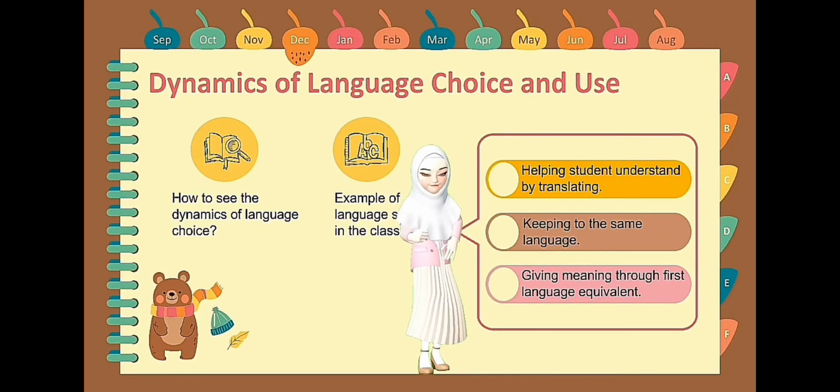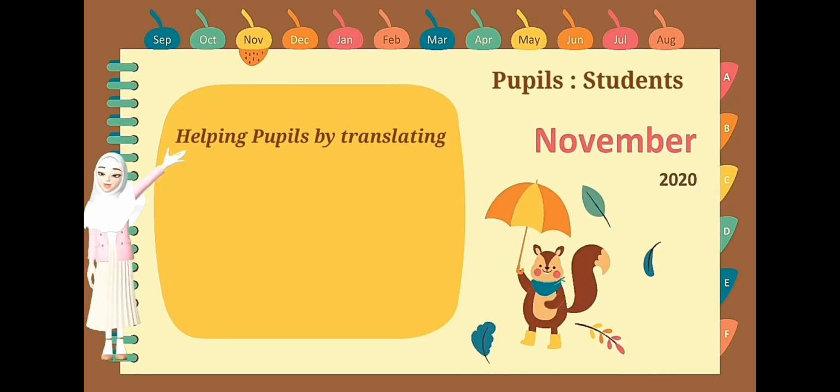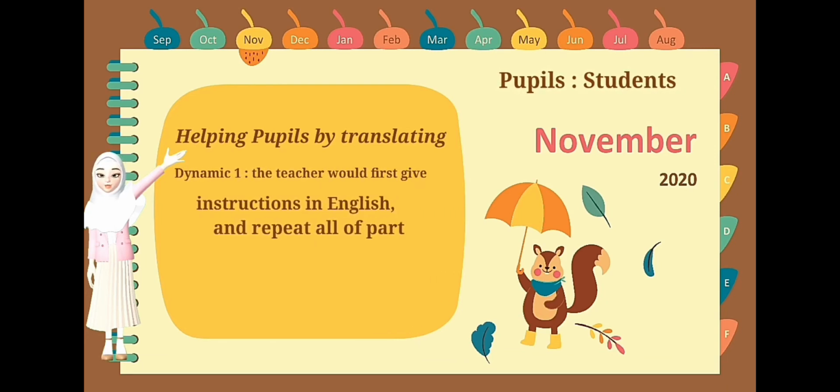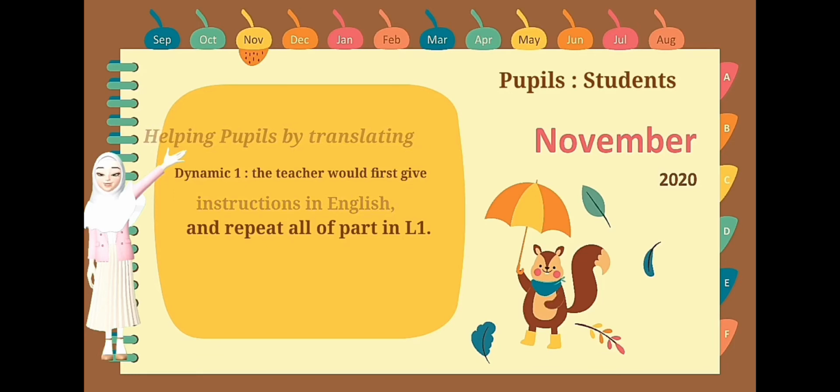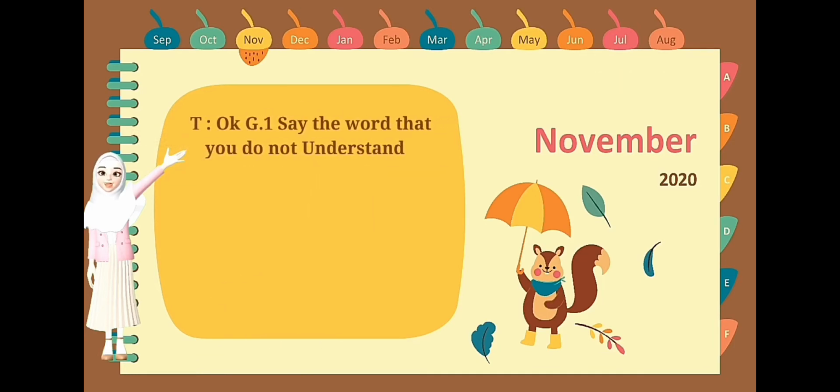Dynamic 1: helping pupils understand by translating. The first extracts show a switching pattern used by the teacher throughout the lesson. He moved from the foreign language to the first language when he gave instructions to the pupils. He would first give instruction in English, the target language, and then repeat all or part of the instruction in the shared first language. Okay, for example, now group 1, say a word that you do not understand.